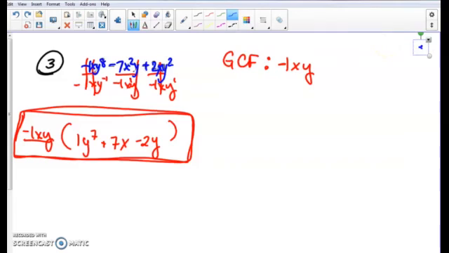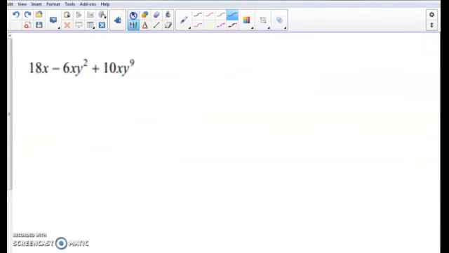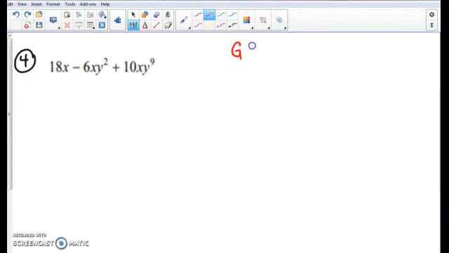Alright, last one we'll see today is example 4. Alright, so we have 18x minus 6xy squared plus 10xy to the 9th. So, first thing we check for is our GCF, and we want to look at our smallest number first. So my smaller number here is 6. Remember, we don't look at the signs in front, just the number. So 6. We want 6.